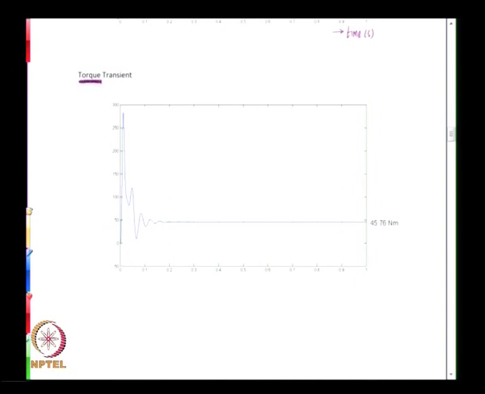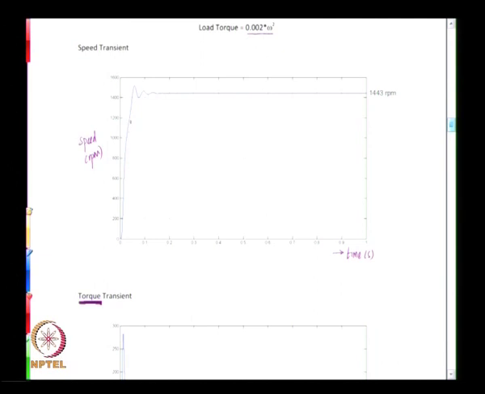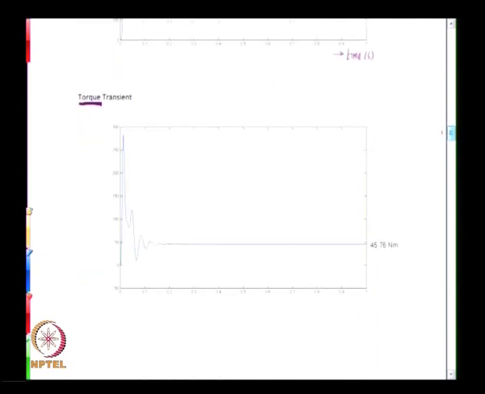again shows initial high values, which is when the rotor is accelerating. So large torques for the rotor to accelerate, and then finally the torque settles down at a value of 45.76 Newton meter. So one can see that this is the steady state torque that is generated by the machine, and this torque must be equal to the load torque, and therefore the net torque is 0. So the speed is maintained at a fixed value.